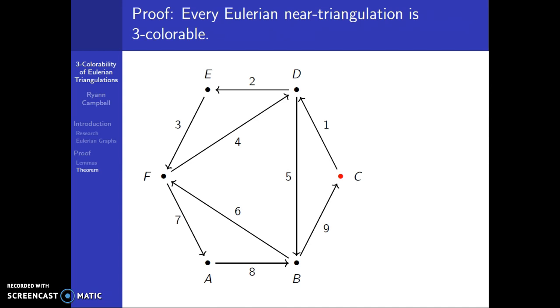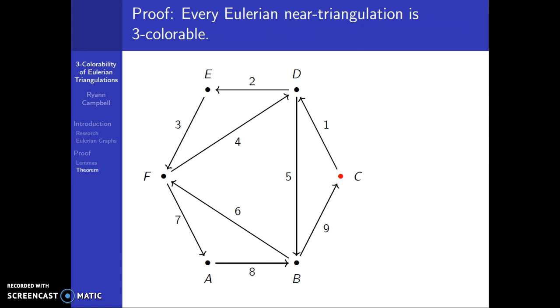So let's begin at a vertex, and let's pick C. We are going to assign C the color red. As we travel around the non-crossing Eulerian circuit, we assign each vertex a color: red, blue, green, red, blue, green, continued until we have reached our first vertex C again.